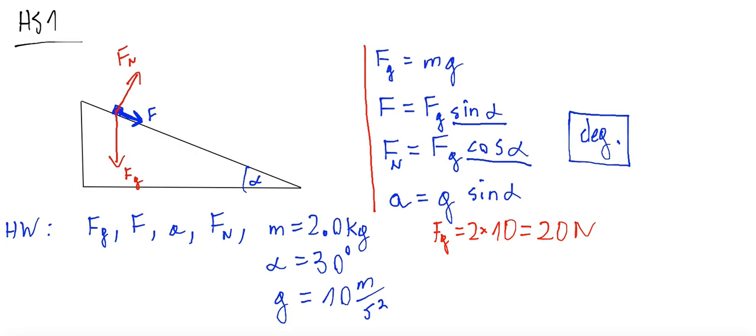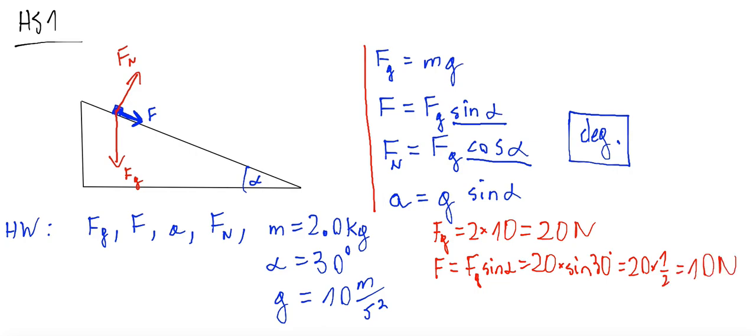Second, the net force acting on the object, F, is given by Fg times sine of the angle. Sine of 30 degrees on your calculator is half, so 20 times half gives 10 newtons. Okay. Next, acceleration. Acceleration is g times sine of the angle, so it's 10 times sine of 30, which gives 5 meters per second squared.